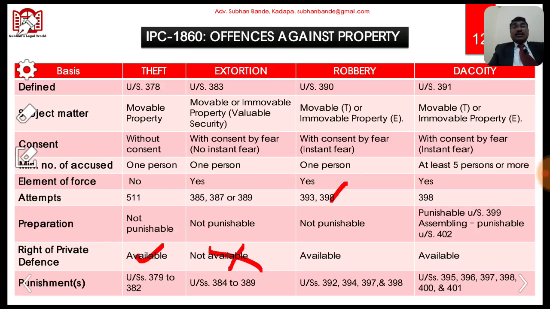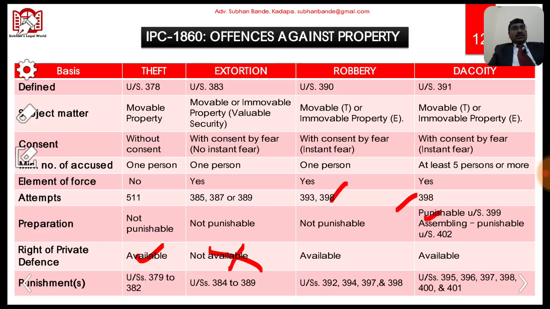I will see your end unless you deliver your property to Mr. X. Under this illustration, there is no instant fear. Be careful about your child. I will see the end of your child if you disobey my direction to transfer certain property to me. It is also an extortion. Yet there is no instant fear, there is some fear in future.